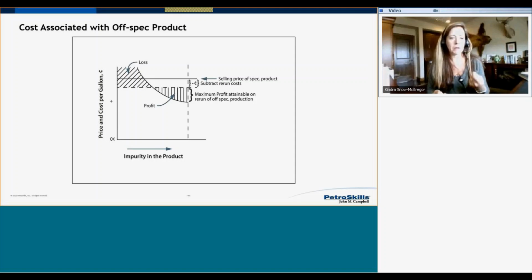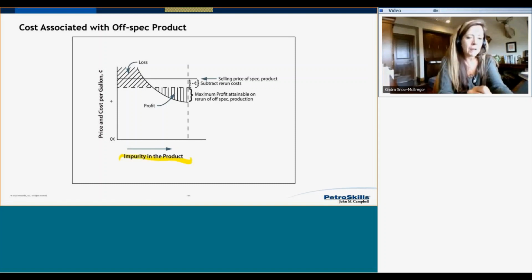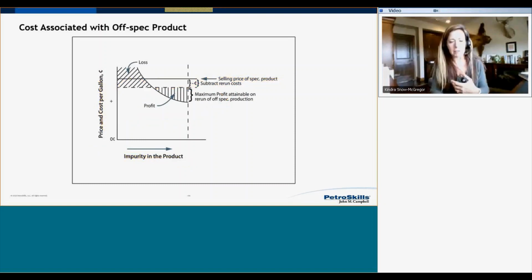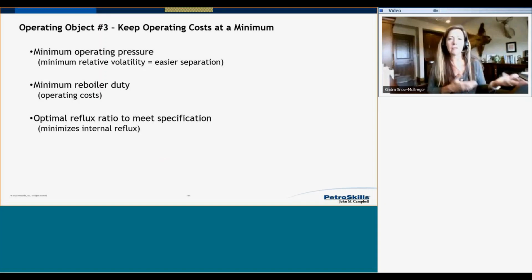Now, the other thing we need to be aware of is that there's a cost associated with off-spec product. And so again, I'm showing this in context of the impurity in my feed. Here's my selling price of the product. And notice now I have to subtract off my rerun costs. And so that's going to eat into my profit. And so one of the things is you do not want to accidentally drop your reflux level down to where your distillate product now goes off, because you're going to have to take that product and rerun it, and that's going to cost you additional operating costs, i.e. lost profitability.